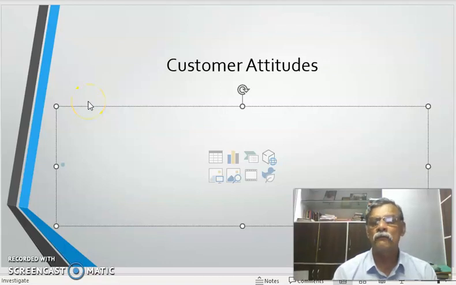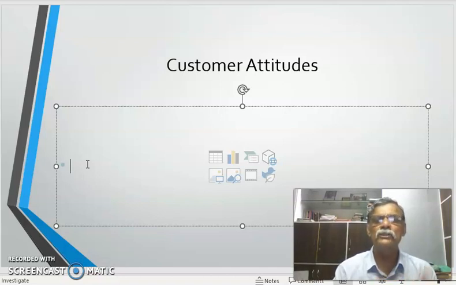So the next part of consumer behavior is to understand the customer attitudes. Customer attitudes also play a very important role in consumer behavior. Now, there are basically four different types of attitudes that the consumer shows. And tackling these types of attitudinal changes in customers is a very important skill that a seller should have.